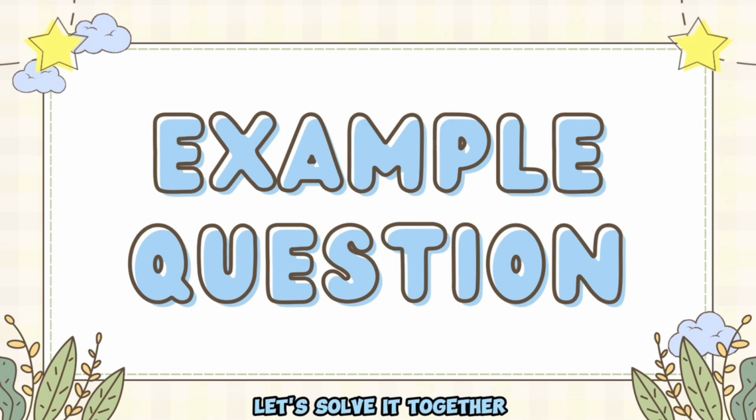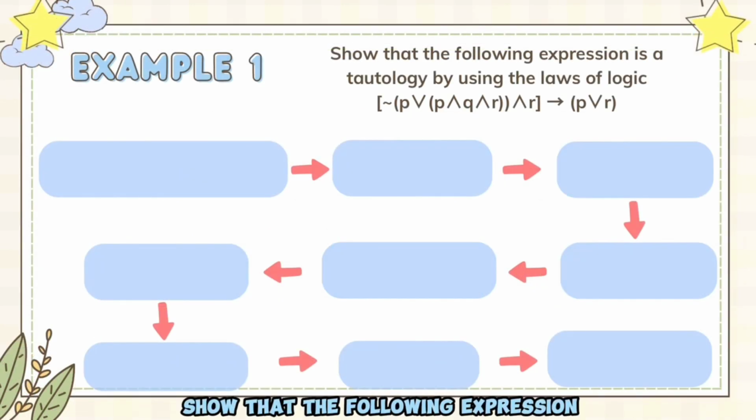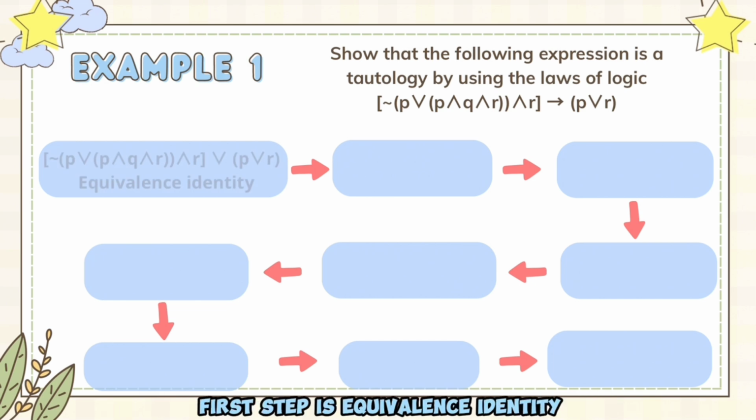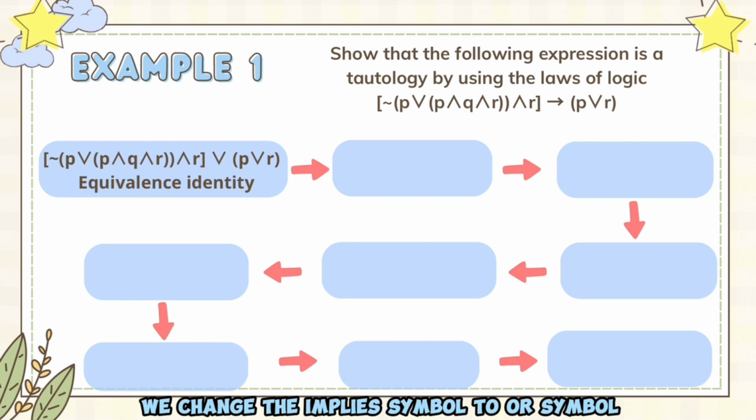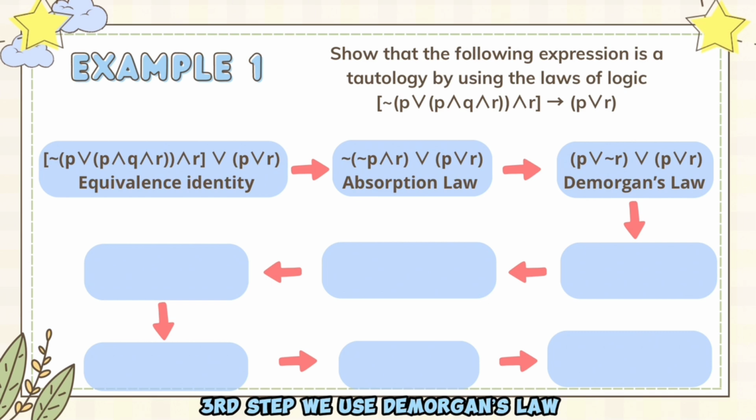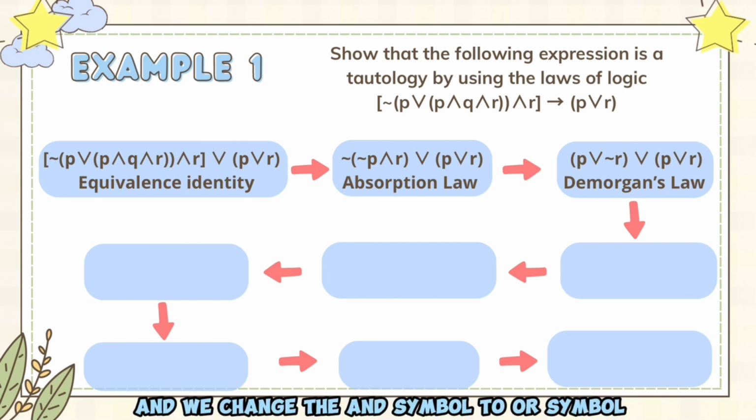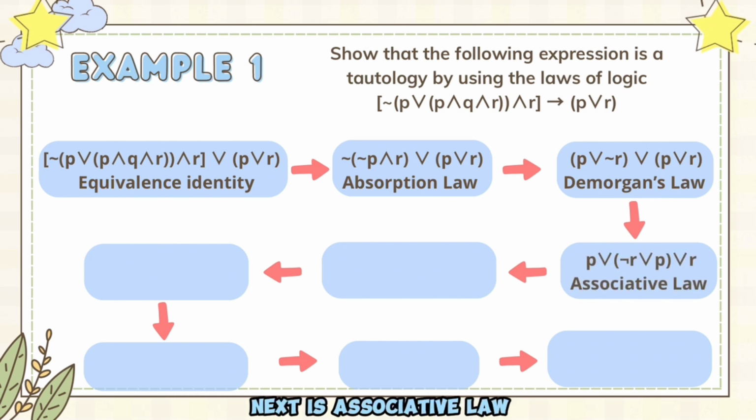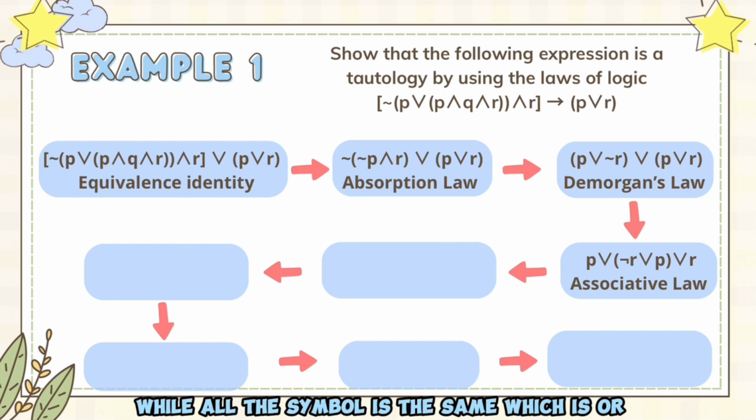Now we have an example question. Let's solve it together. For example 1, show that the following expression is a tautology by using the laws of logic. First step is equivalence identity. We change the implies symbol to the OR symbol. Second step is absorption law. Third step, we use De Morgan's law. We expand the negation symbol and we change the AND symbol to the OR symbol. Next is associative law. We change the position of the brackets while all the symbols are the same, which is OR.